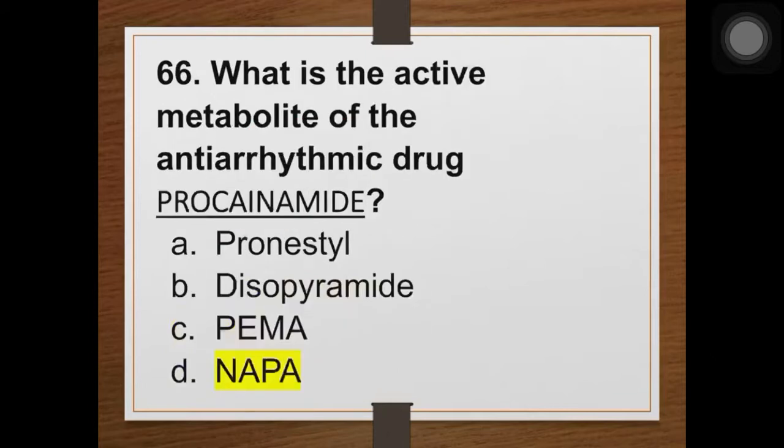Number 66, what is the active metabolite of the anti-arrhythmic drug cardiotropic, cardioactive, for treatment of congestive heart failure, procainamide? Metabolite of procainamide is NAPA. Correct answer number 66, letter D.